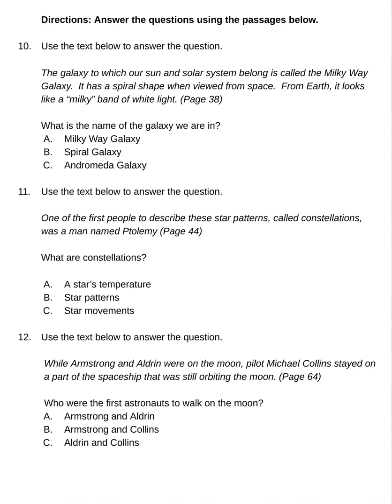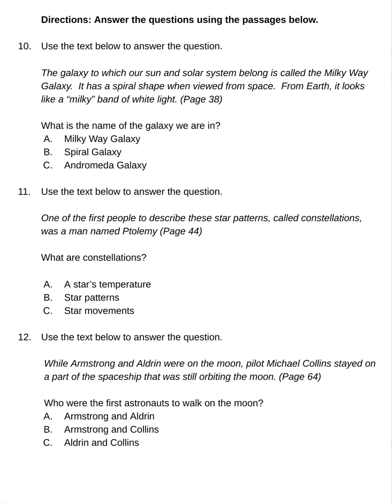Number 10. Use the text below to answer the question. The galaxy to which our sun and solar system belong is called the Milky Way galaxy. It has a spiral shape when viewed from space. From Earth, it looks like a milky band of white light. What is the name of the galaxy we are in? A. Milky Way. B. Spiral galaxy. C. Andromeda galaxy. Circle the correct answer and highlight it in the text above.